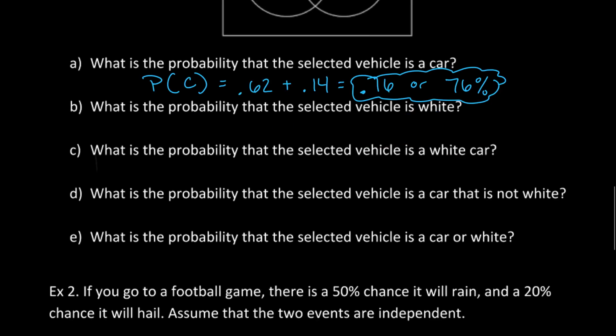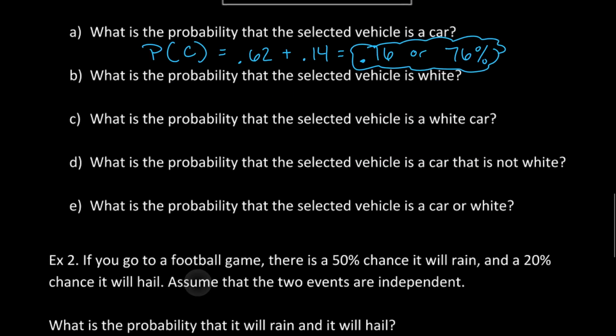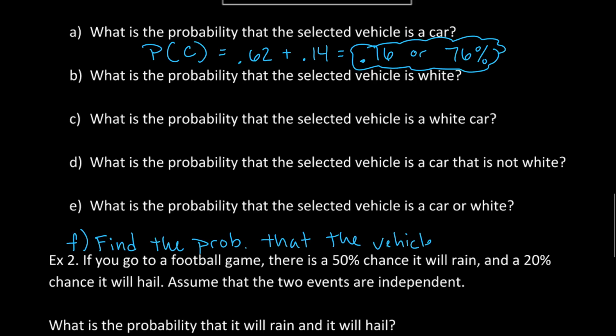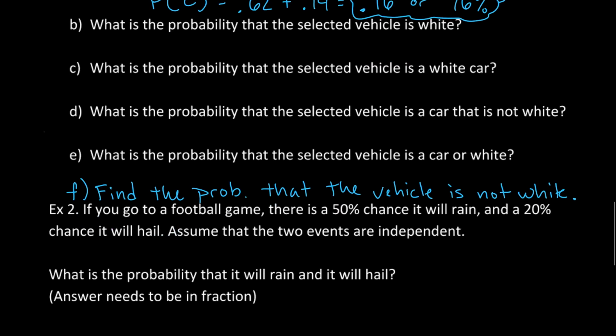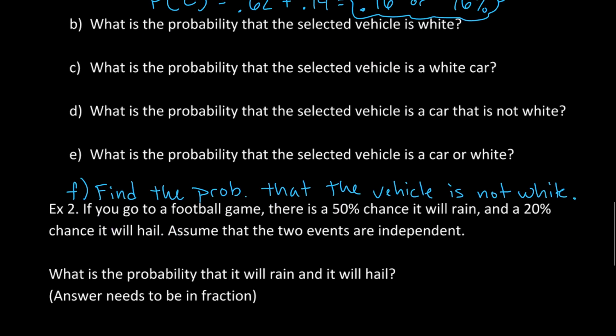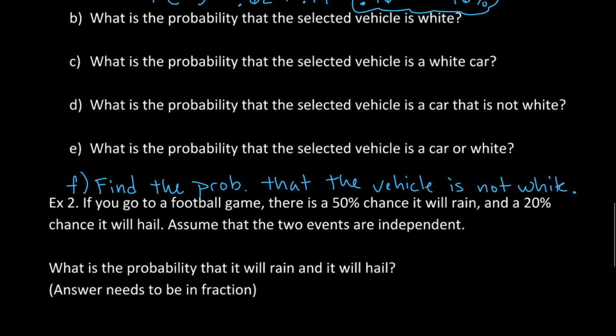All right, and I would like for you to add one more to the bottom, part F. Find the probability that the vehicle is not white. So I want you to complete parts B through F and then work on example number 2.